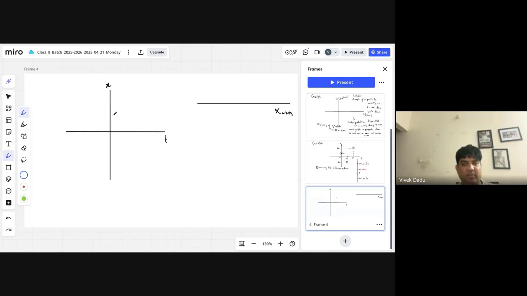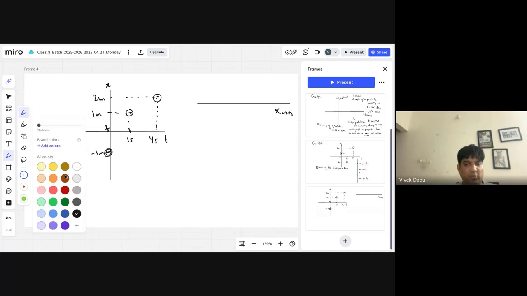So let's say he was here at the -1 meter mark at 0 second. And let's say he was at the +1 meter mark at 1 second. And let's say he was at the 2 meter mark at, let's say, 4 seconds. Okay. So here are the 3 points where it was here, here, and here.